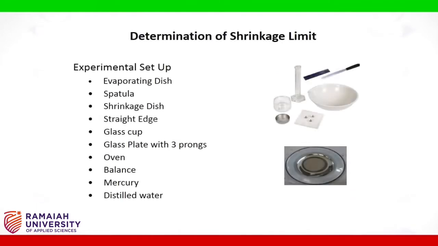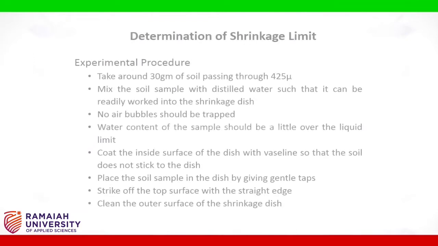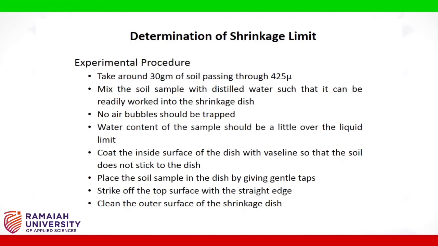Experimental setup: evaporating dish, spatula, shrinkage dish, straight edge, glass cup, glass plate with 3 prongs, oven, balance, mercury, distilled water. Experimental procedure: take around 30 grams of soil passing through 425 micron.